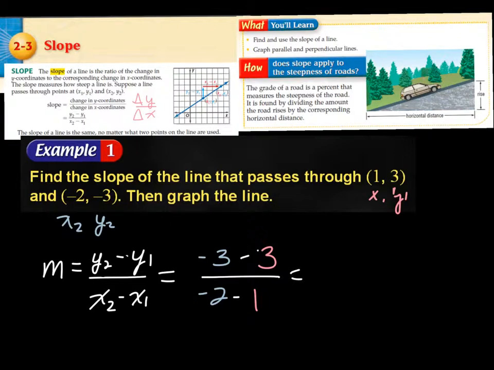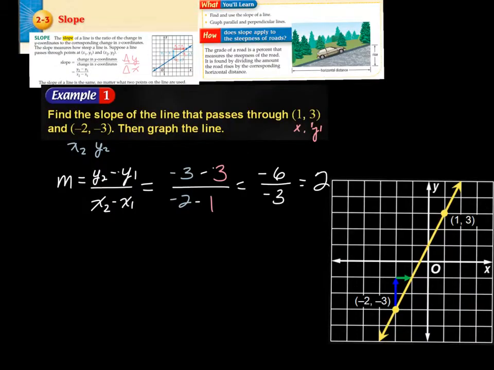So negative 3 minus 3 is negative 6. Negative 2 minus 1 is negative 3. So our slope, negative divided by negative, is positive. 6 divided by 3 is 2. The directions said then graph the line. If we would have graphed the line first, it would have been kind of handy because then we could have just counted squares and got the slope that way. Because you can see it's going up 2 over 1, up 2 over 1.